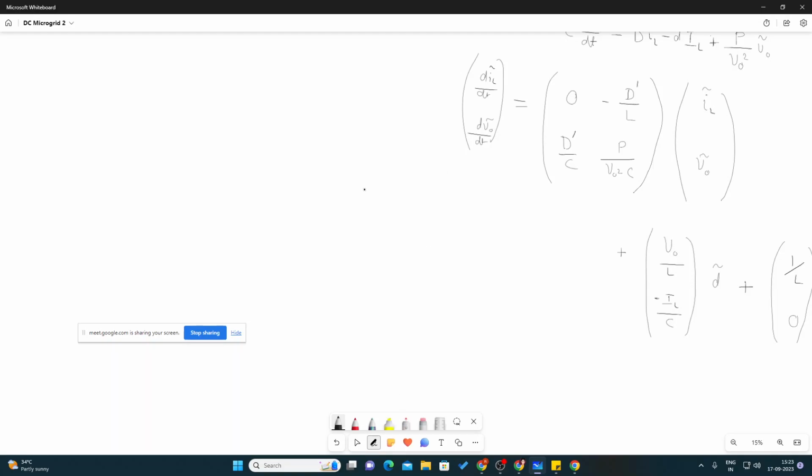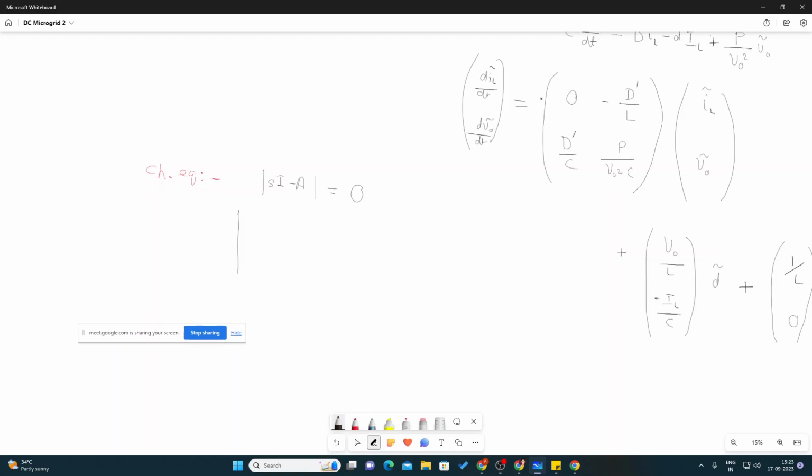So let's derive the eigenvalues. Or we can do another thing. We can go for the characteristic expression. So how to find out the characteristic expression? You just say mod of SI minus A equals to 0. So this is the expression for the characteristic equation, right?